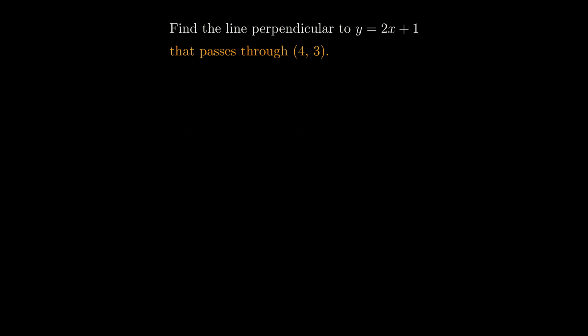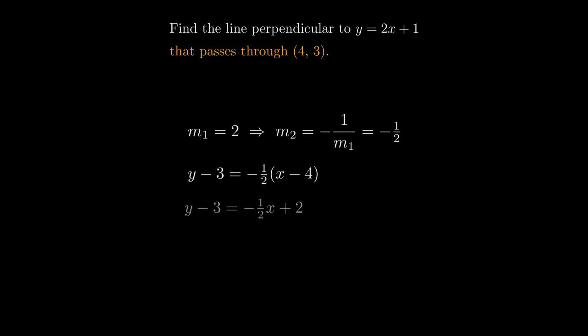Now flip it and change the sign. The perpendicular gradient is minus 1 over 2, which is minus a half. Then it's just point-gradient form, with that new gradient through 4, 3. y minus 3 equals minus a half times x minus 4.